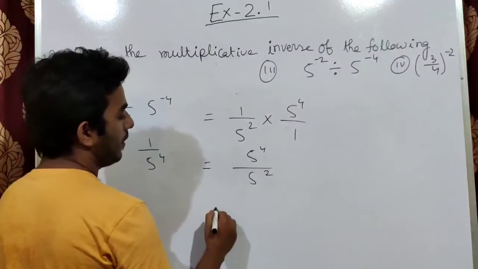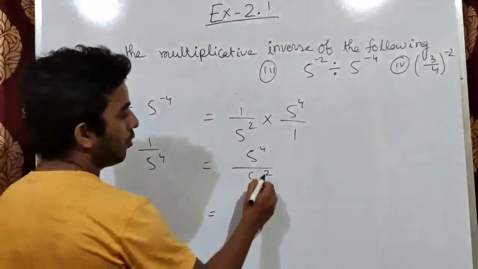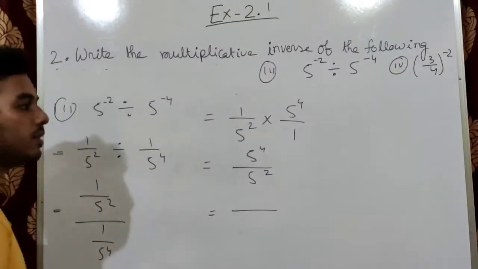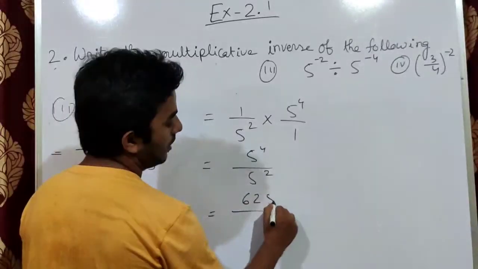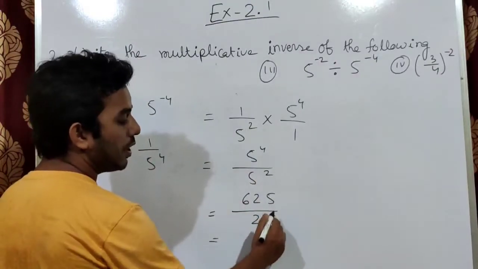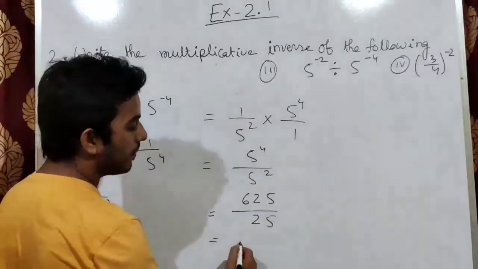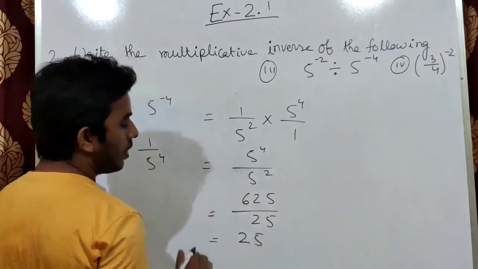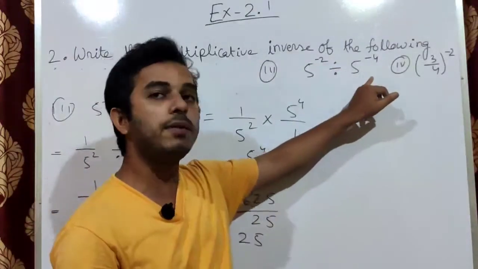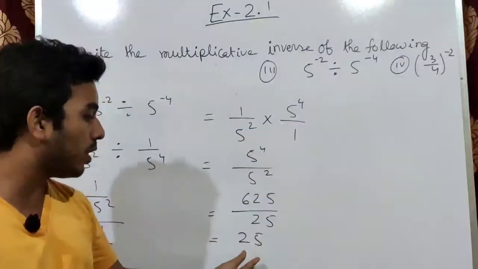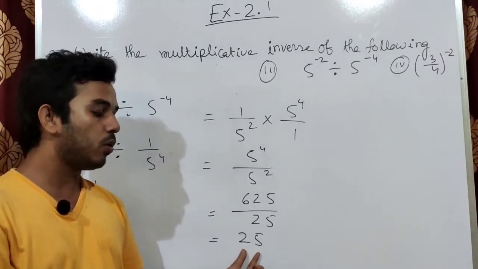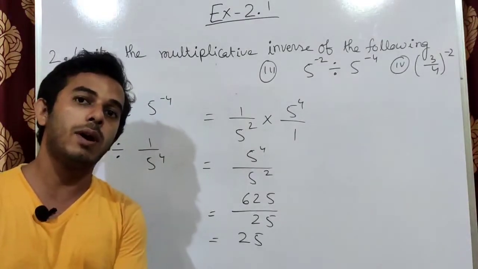Clear? Okay. So 5^4 is 625, divided by 5 square, which means 25. So 625 divided by 25 is 25. So the solution of this expression, 5^-2 divided by 5^-4, is 25. Now we have to find the reciprocal of this 25. So the reciprocal of 25 is 1 by 25.